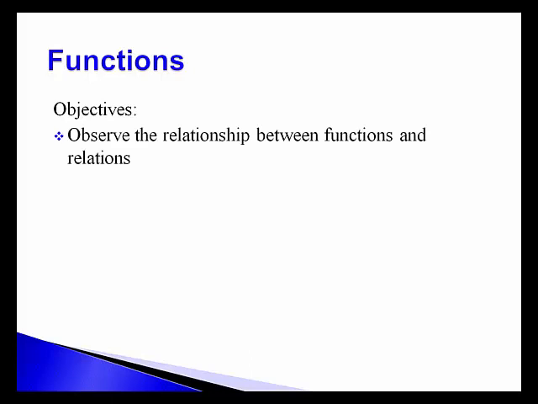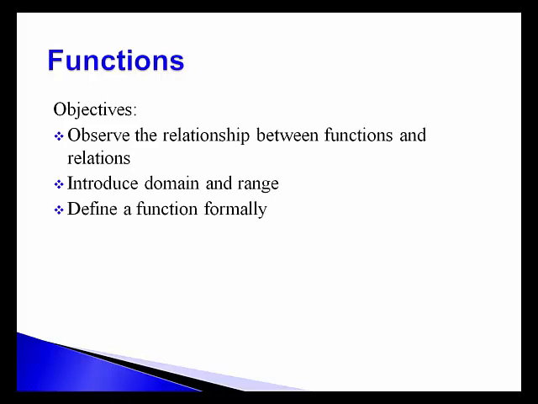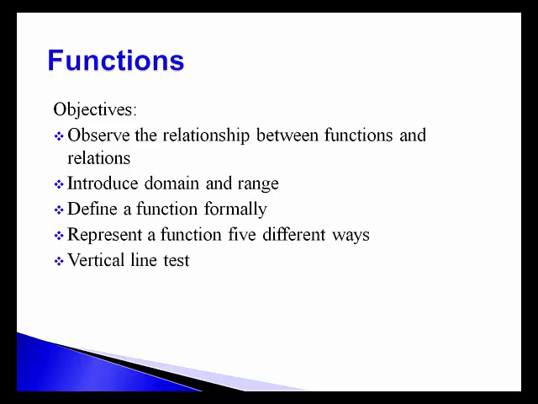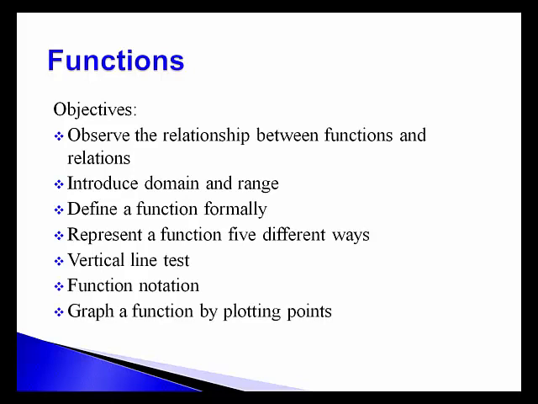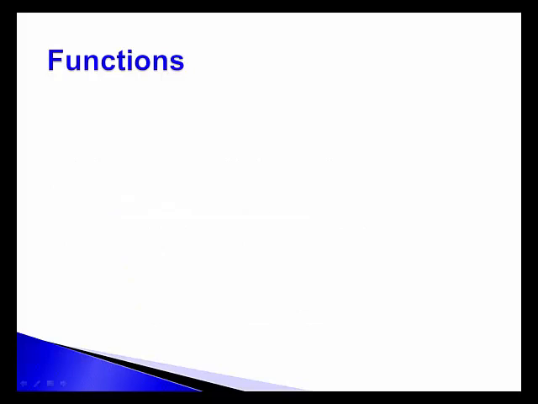We want to observe the relationship between functions and relations. We'll introduce domain and range. We'll define a function formally. We'll represent a function 5 different ways. We'll learn about the vertical line test. We'll talk about function notation. And we'll graph a function by plotting points. So let's start by observing the relationship between functions and relations.